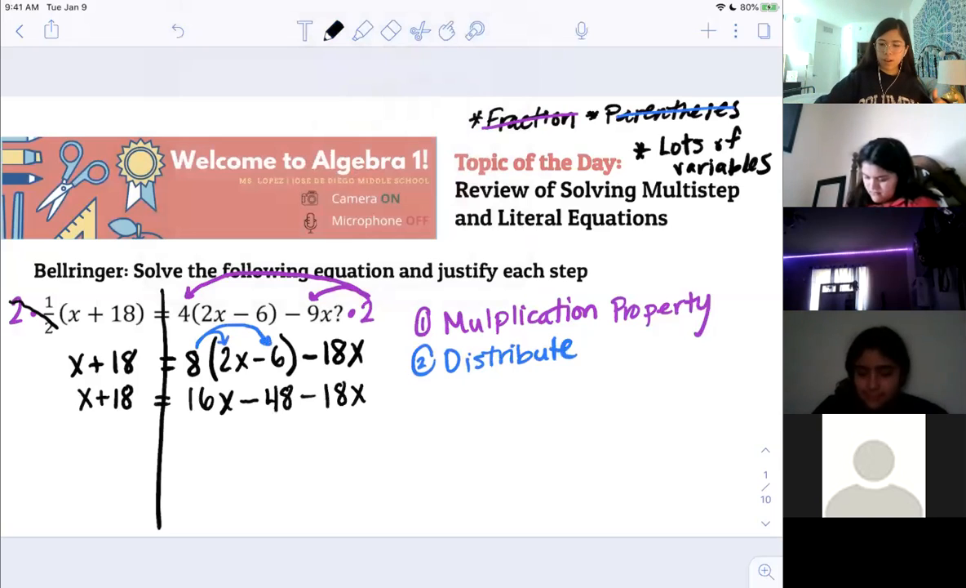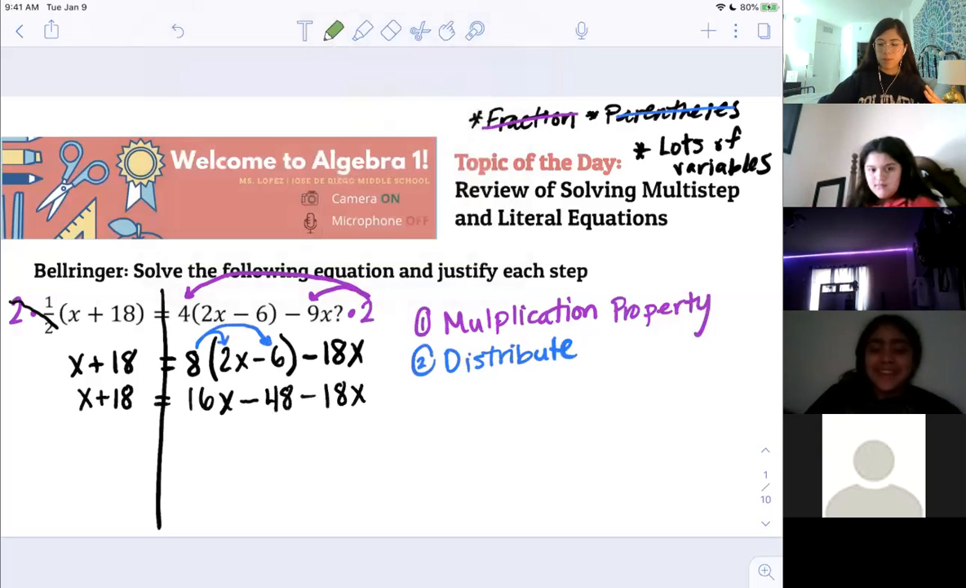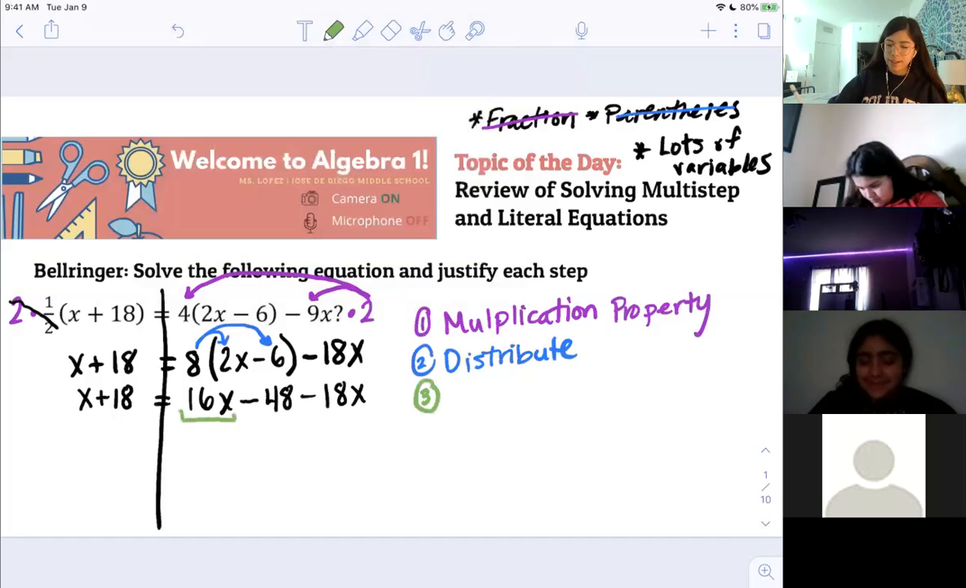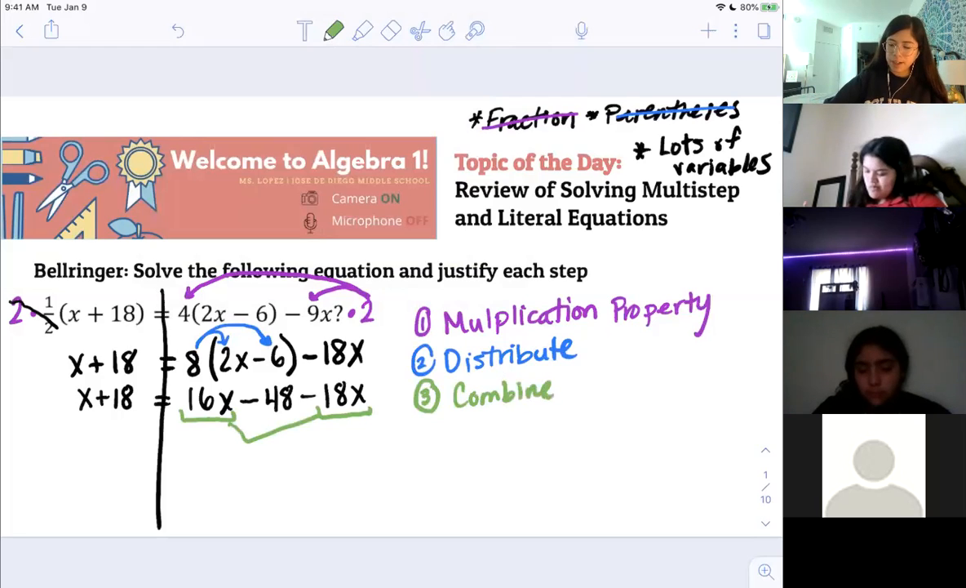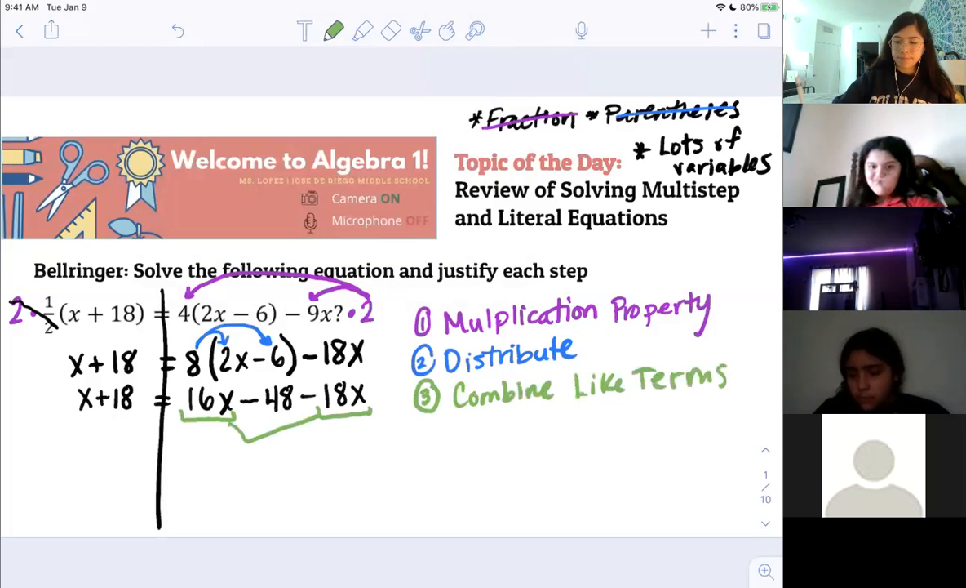Okay, all good with that. But now I've got a lot of variables all over the place. So what should I do first? Combine like terms. Nice job. So we got to combine, because you always got to clean your house before you invite someone over. We got to clean it up, make it look a little bit more simplified. Here you have to be careful though, because you have 16 and 18, but are we adding them or are we subtracting them? Subtracting. Good.